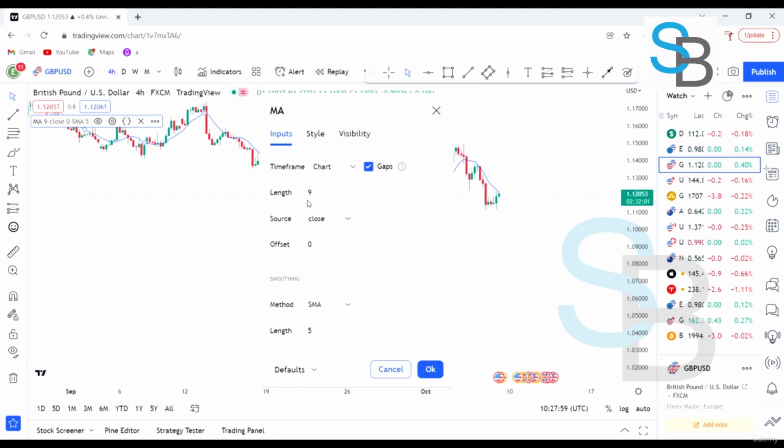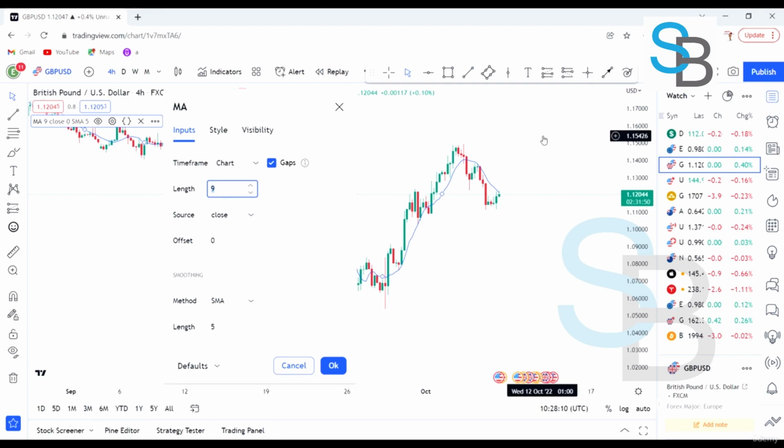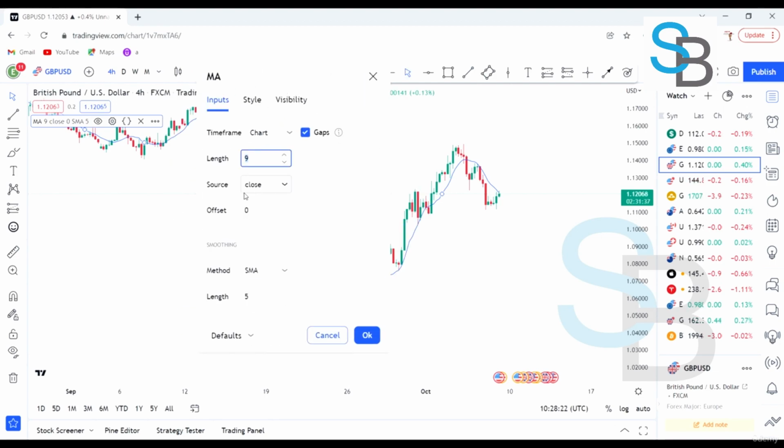Okay, now where you see length, this is now the period we're talking about. This is the period. So when we select higher periods, it means it calculates the prices based on higher candles. So for now, it's calculating it based on 9 candles. Okay, so where you see source, as you can see, it's here on close price. So it means it uses the close prices of these candles to plot the line. Then we have the low, the high, the open, but just stick to the close price.